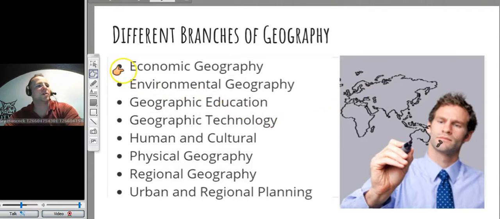Okay, here's a bunch of others. We have economic geographers that look at the economy and how the economy affects humans. Okay, you have environmental geographers that we talked about, like is it good to drill for oil in this place? How will it affect the environment? You have geographic education, which is me teaching geography, if anybody wants to be a geography teacher. Geography technology, that's working with the GPS, that kind of stuff.